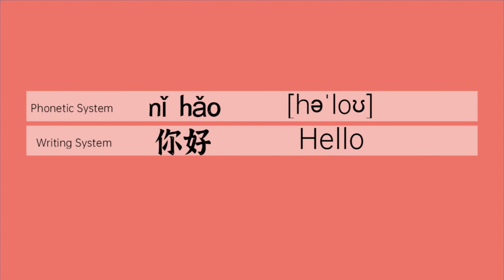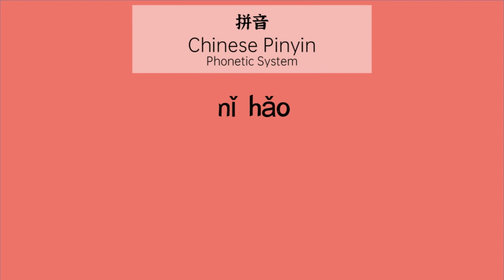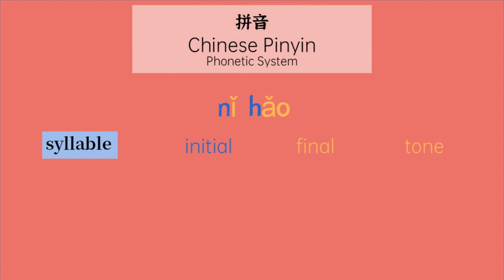Phonetic system, Pinyin. 1 Chinese character corresponds to 1 syllable. So here are 2 syllables. A syllable consists of 3 aspects: initial, final and tone. The blue letter is the initial. The yellow letter is the final. The white ellipse above the finals is the tone.